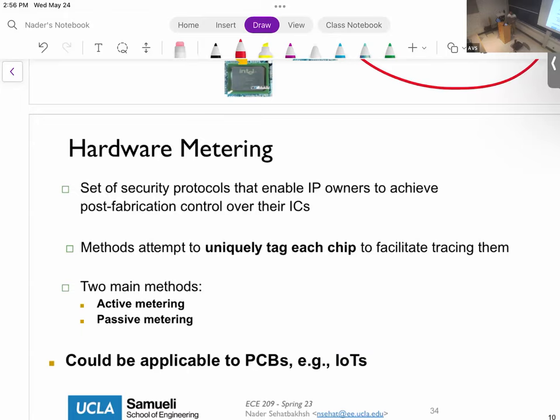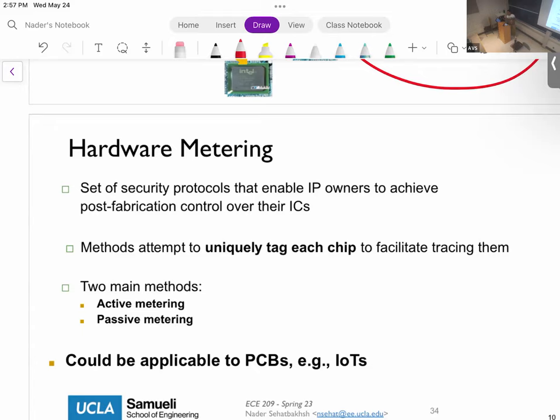The more formal description of this is a set of security protocols that enables the IP owner to achieve post-fabrication control over the IP. Once the devices are back, you now know which ones you have designed and which ones you haven't. Of course, the fab might not give you the overproduced ones and they sell them in the market. But if you go to the market and randomly check them, you should be able to detect which one is yours and which one is not.